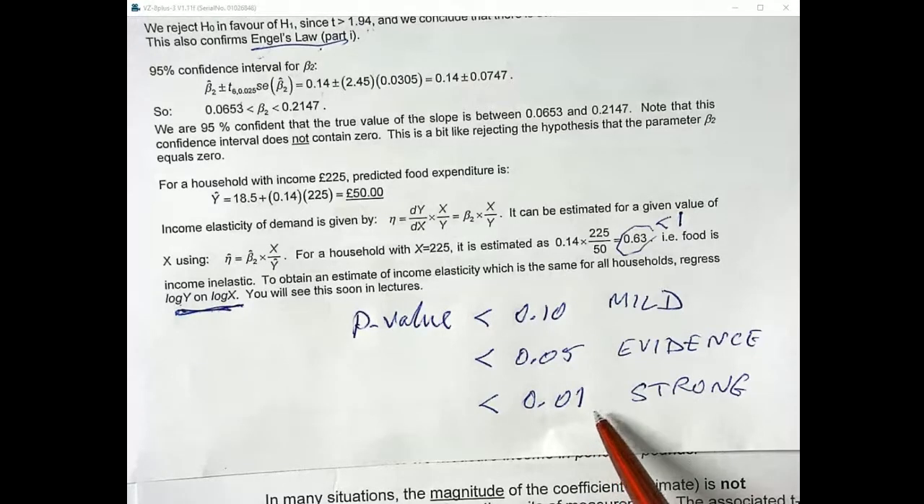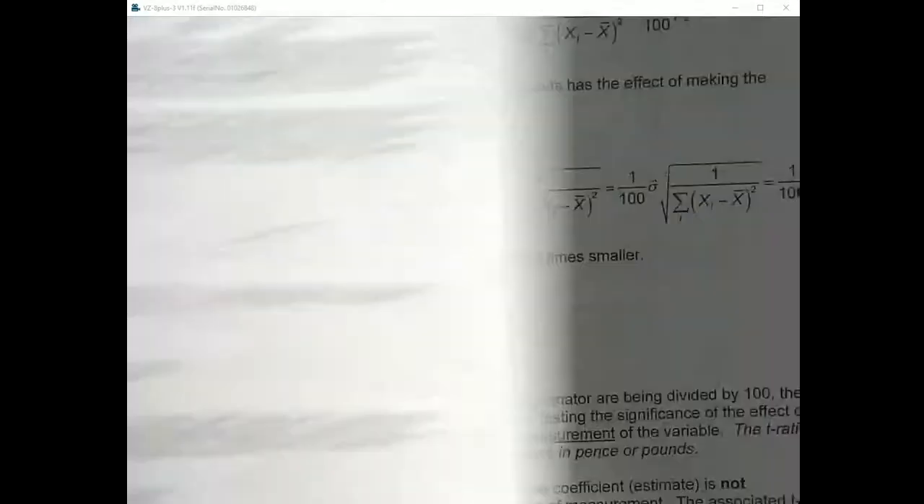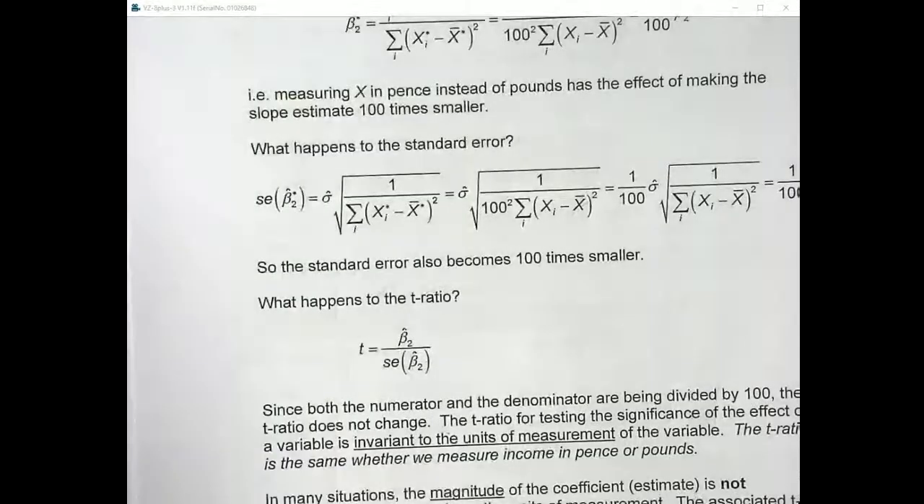If you have a very large p-value, then that means the variable's not significant at all. It means there's no effect. You want a low p-value. A low p-value tells you there's something going on. All right. I hope that's useful.